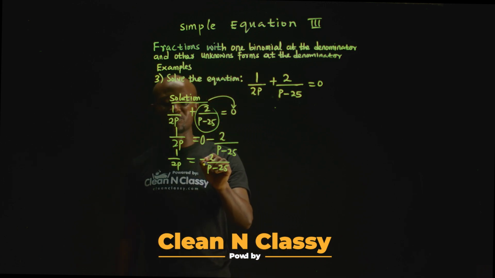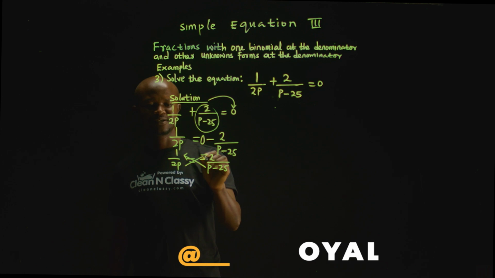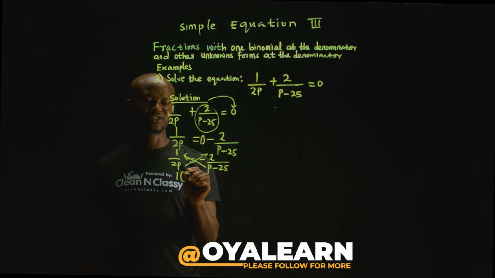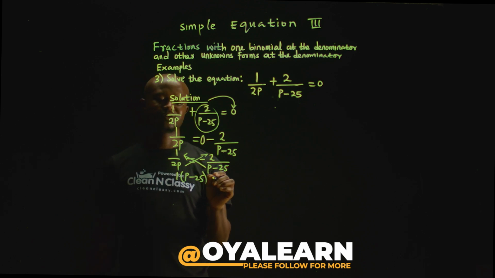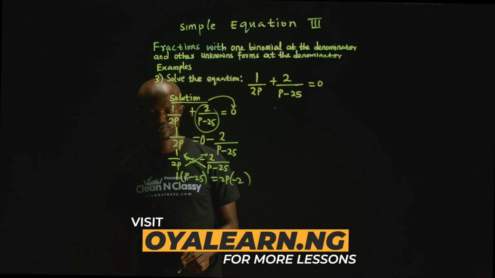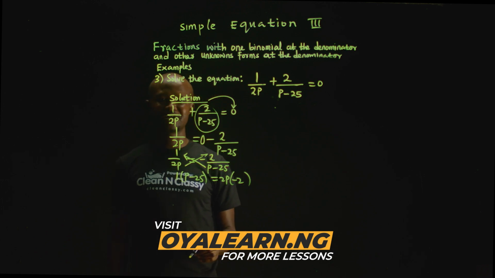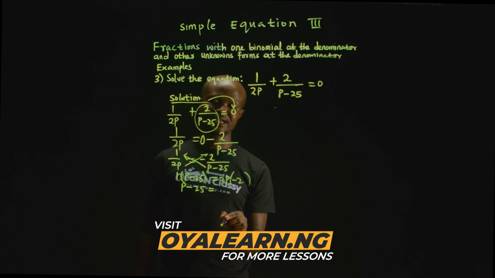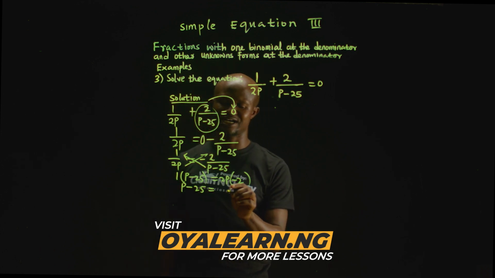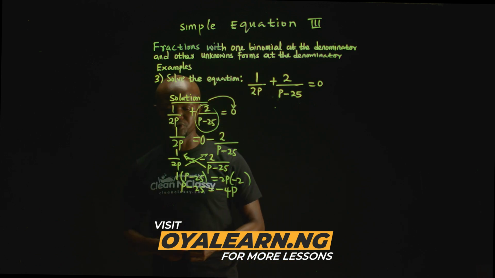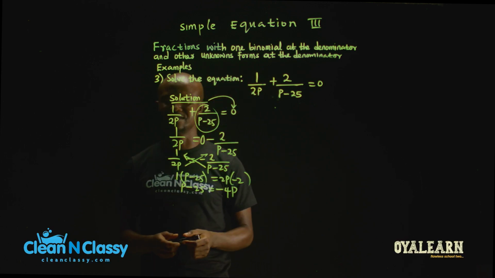At this point, we can now cross multiply. By cross multiplying, what do we have? We have 1 into p minus 25 equals 2p times minus 2. By expanding the bracket, 1 times p we have p, 1 times minus 25 we have minus 25. Now 2p times minus 2, what do we have? That's minus 4p. Now the next thing for us to do is to collect the like terms.